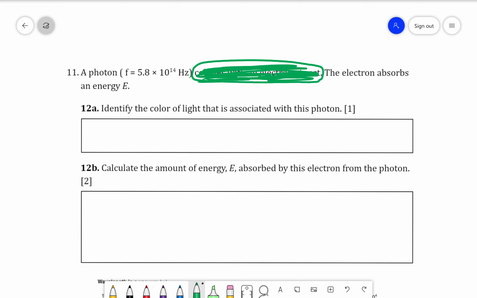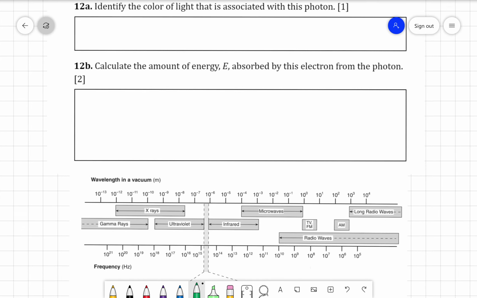But before we even get into that, let's look at 12a. I guess technically though it's 11a because that's 11. I don't know. I deleted the question and it got all messed up. But 12a says identify the color of light that is associated with this photon.